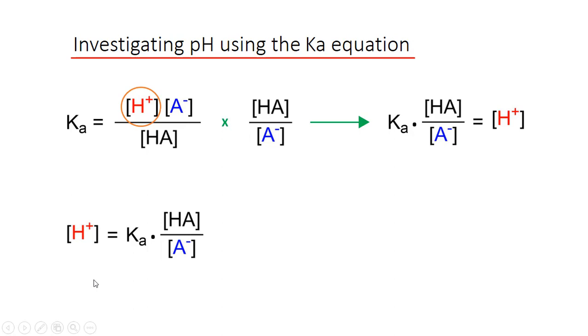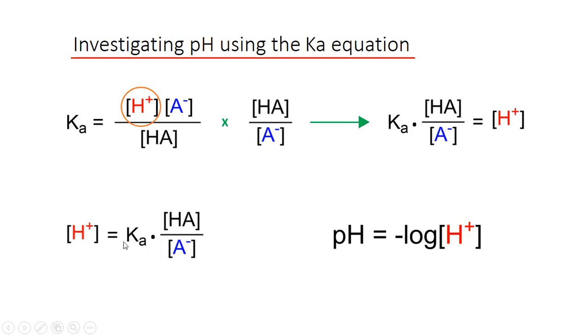And we want to include pH in our equation. So we know that pH is the negative log of the H plus ion concentration. In order to include pH in this equation, we need to do the negative log of the left side. So negative log of H plus ion concentration is pH. So that's what we have to do. However, as it's an equation, if we do the negative log of the left side, we must also do the negative log of the right side.